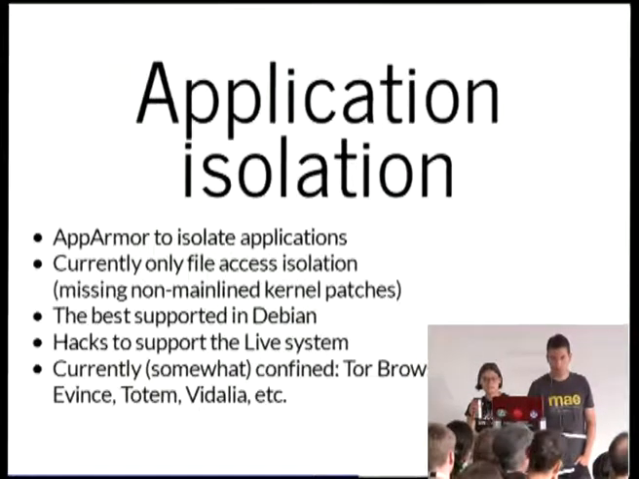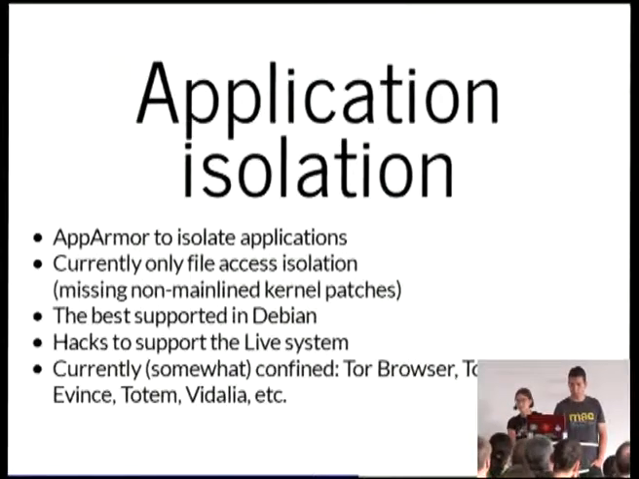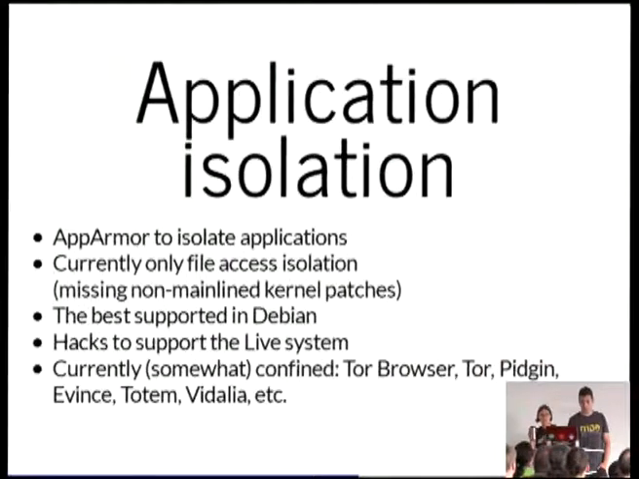This is maybe one of the areas where we need to work more: application isolation. For the moment, we chose AppArmor, which is the most maintained and best supported in Debian. But for the moment we are only supporting file access isolation, because there are some patches that we need that are not yet in the kernel. We have to make some hacks to make it work with the live distribution.